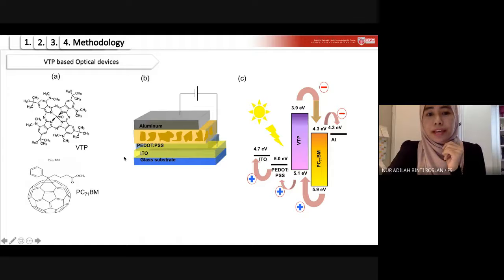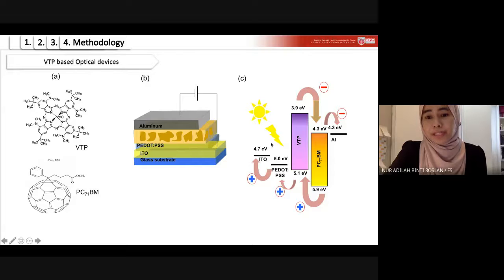So I use the ITO glass substrate and then I spin coat the PSS and then I mix the VTP as the P-type and also the PCBM because I want to fabricate a bulk heterojunction device, right? So I have to mix these two materials together. And then I spin coat on top of the PSS and finally I will evaporate the aluminium. And this is the energy level alignment of that device.